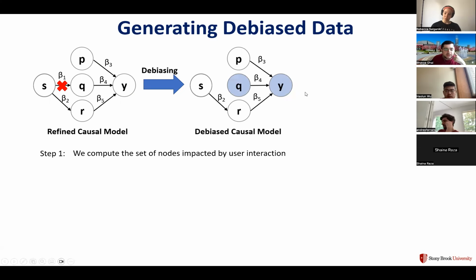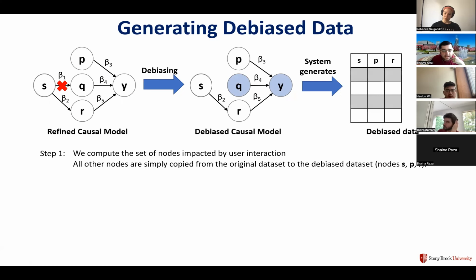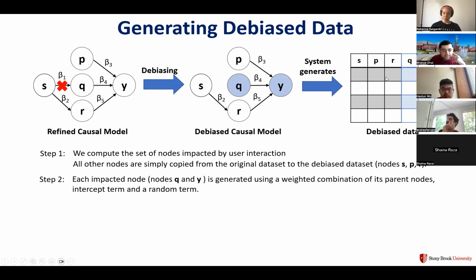As you can see in this picture, I have highlighted two nodes, Q and Y, which are impacted by user interaction. All other nodes, that is, apart from Q and Y, are not impacted by user interaction. So to minimize data distortion, we will simply copy the rest of the nodes, that is S, P, and R, as they are to the debiased data set. As you can see here, S, P, and R are left untouched because they are not impacted by user interaction. Now for each impacted node, that is in this case Q and Y, we will generate their new value using a weighted combination of its parent nodes, the intercept term, and a random term.